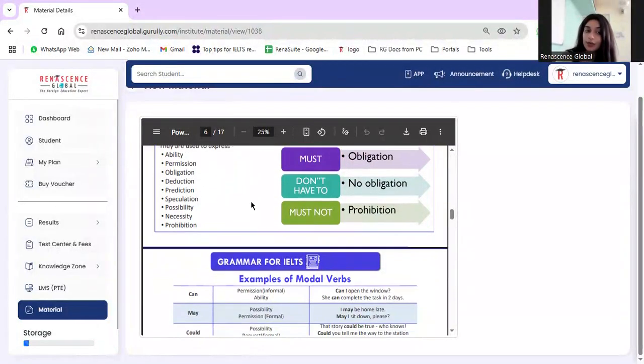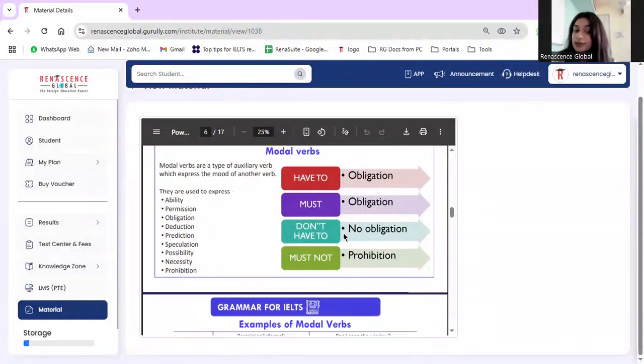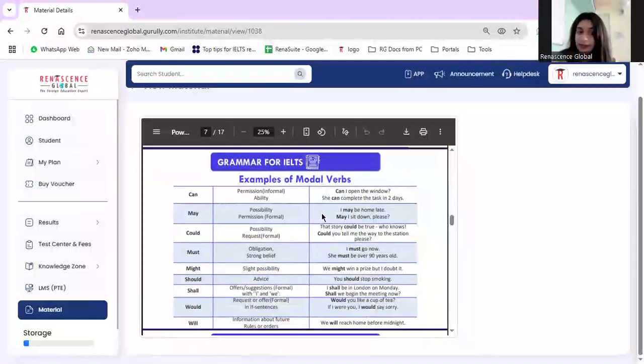Let's see how. All of these auxiliaries are used to express ability, permission, obligation, deduction, prediction, speculation, possibility, necessity, and prohibition. For instance, you have to come to the classes by tomorrow at 12, right? So you have to come. It means you have no other option but to come, right? So it shows that you are obliged to do that. So these are the examples of modal verbs.